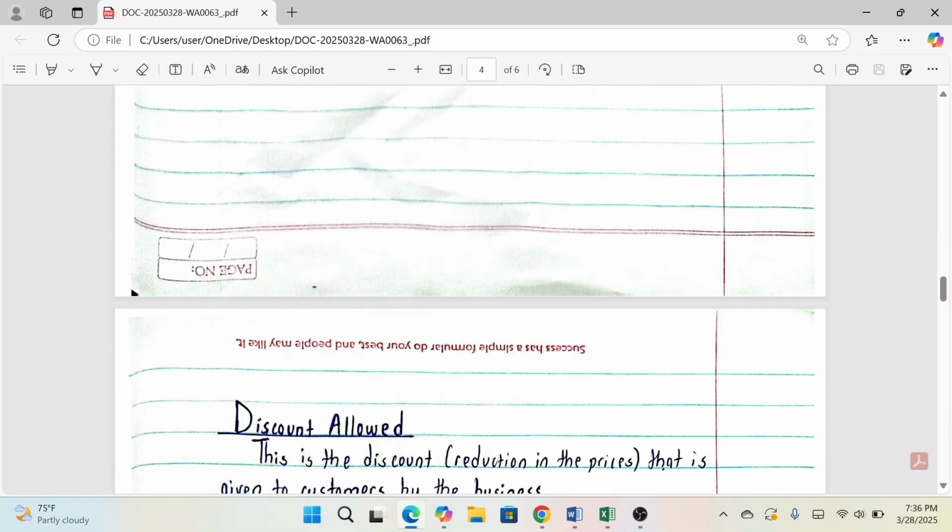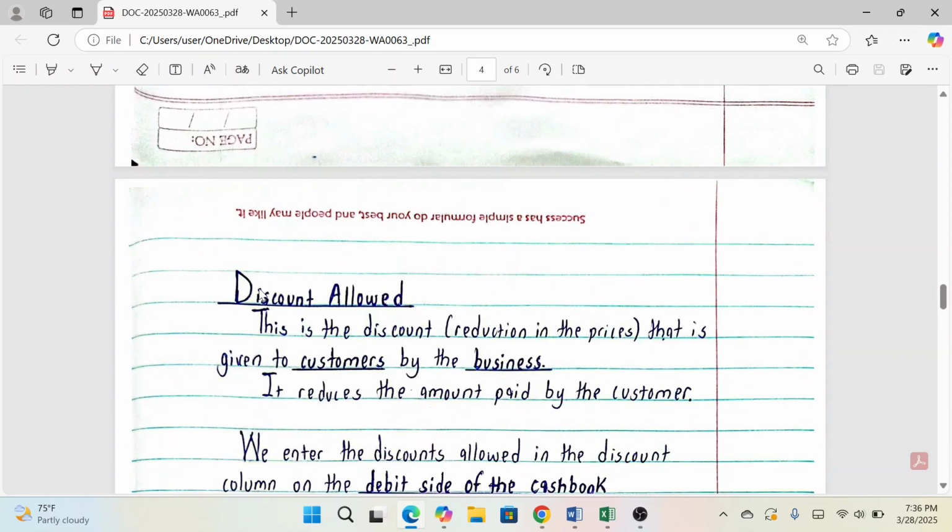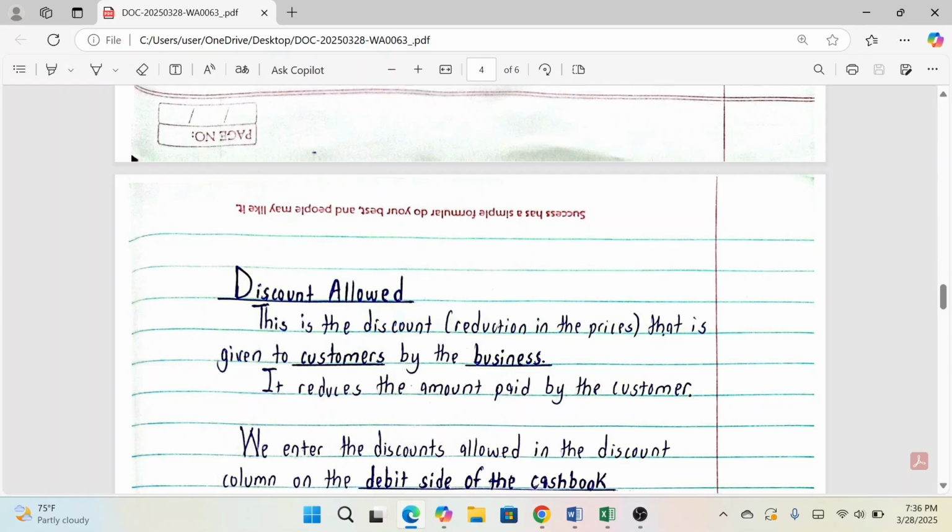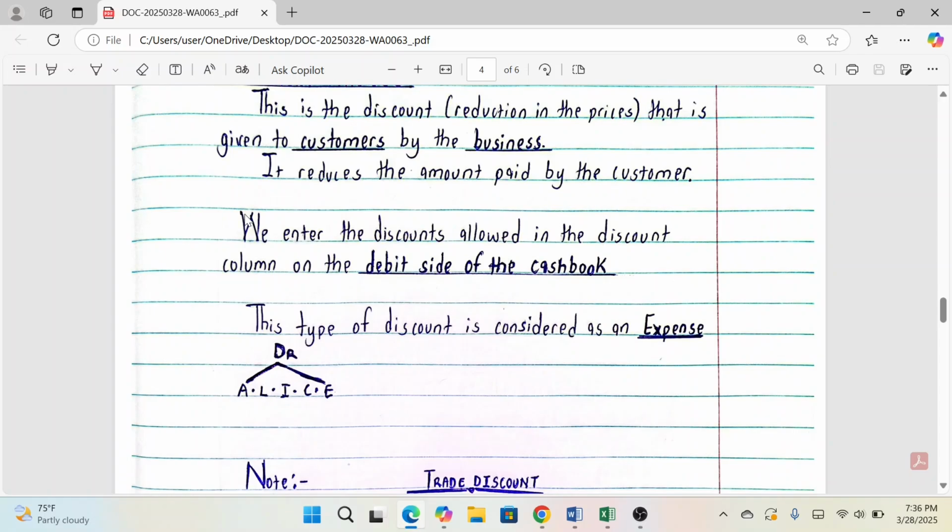Then we are having the other one, which is discount allowed. Now, discount allowed, this is the discount, or what you can call reduction in the prices, that is given to the customers by the business. And for this one, it reduces the amount paid by the customer. Now, looking at it further, we enter the discounts allowed in the discount column, but on the debit side of the cash book. So this type of discount is considered as an expense.